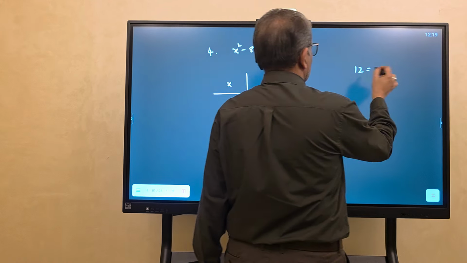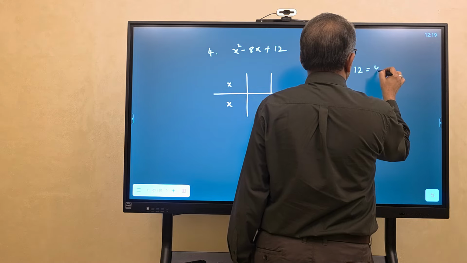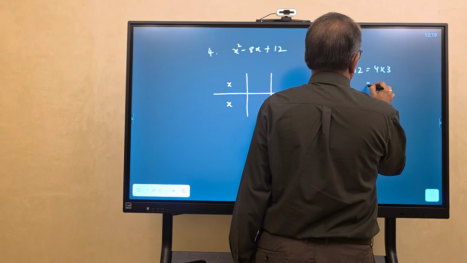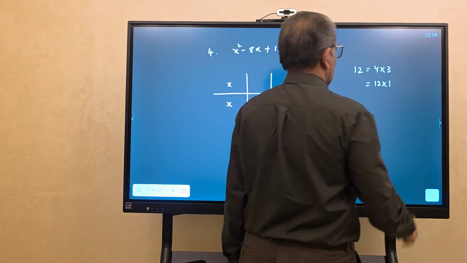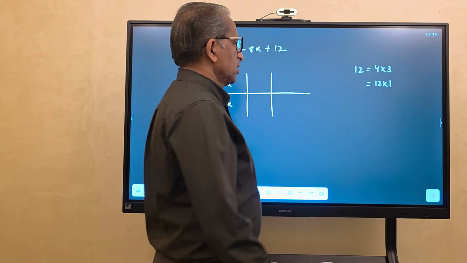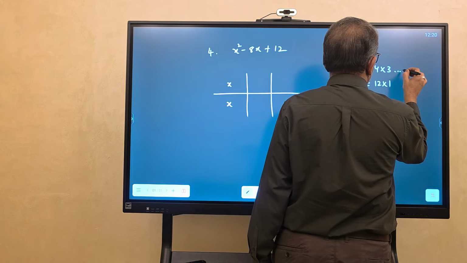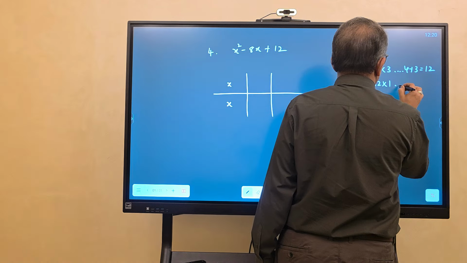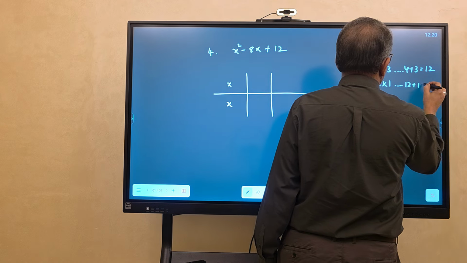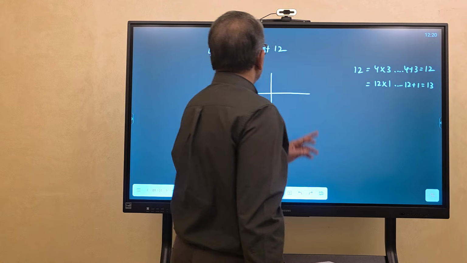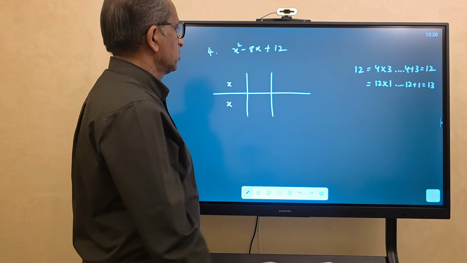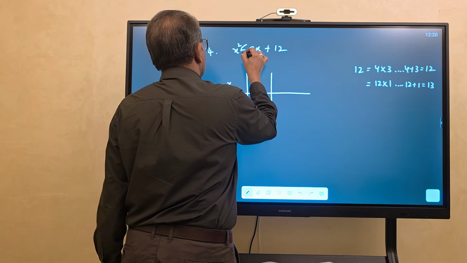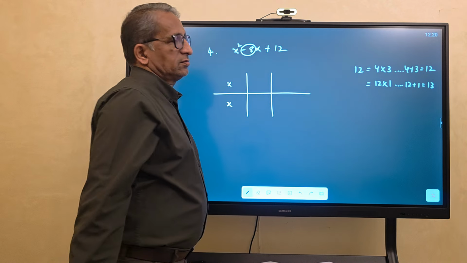What are the factors of this? It is 4 into 3 and then 12 into 1. So what is 4 into 3? 12. That is 4 plus 3, which is what? 12. This is 12 plus 1, 13. Both don't work because I want the middle term minus 8.